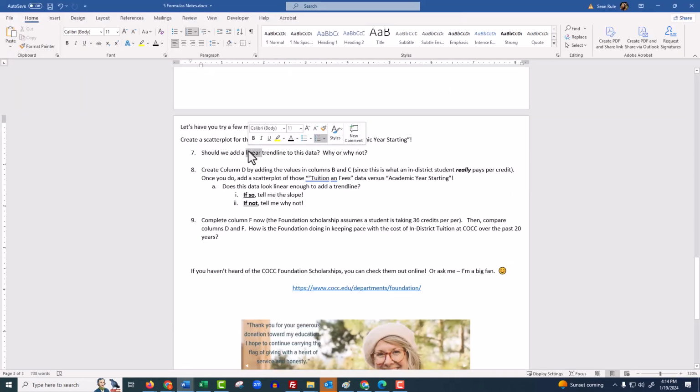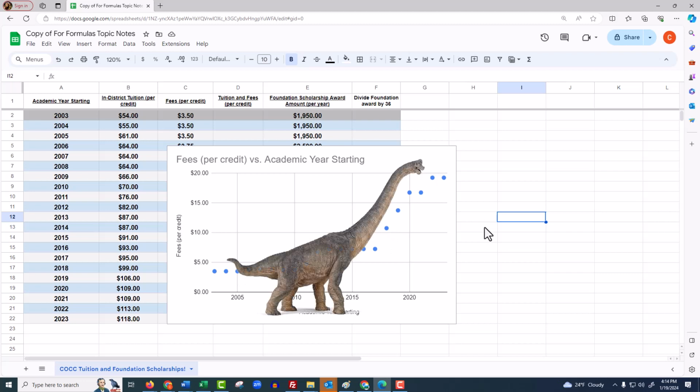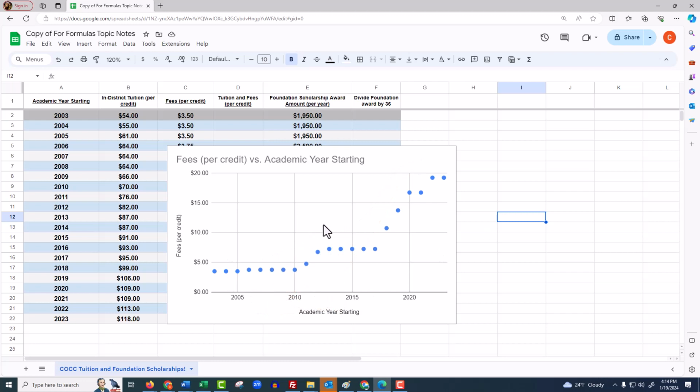Should we add a linear trend line? Why or why not? I would not, dear friends. I mean, look at this. It doesn't look like a line. It looks like a dinosaur, actually. The top half of a brachiosaurus. The tuition data was linear. It looked like a line.